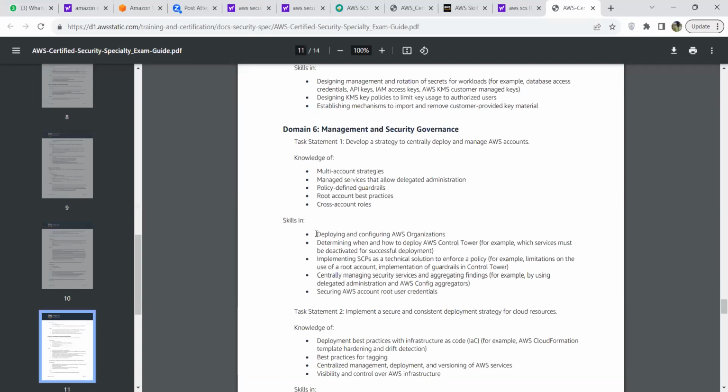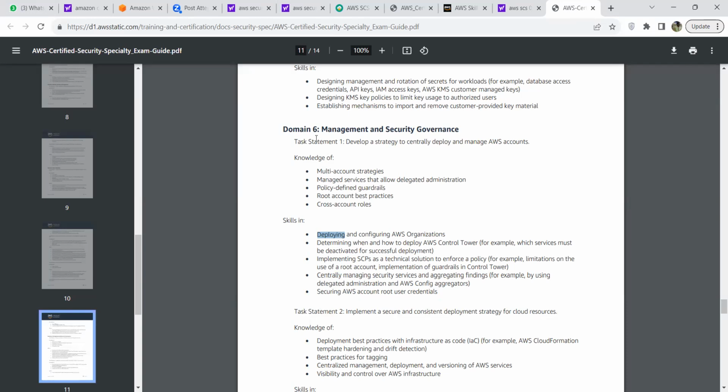Security governance, in the sense of whenever you buy an AWS account as an organization, how you manage those AWS accounts, how you can create organizations, how you can create multi-tier accounts, and what kind of policies you can apply on an overall organization basis. All those things will be discussed in this domain.